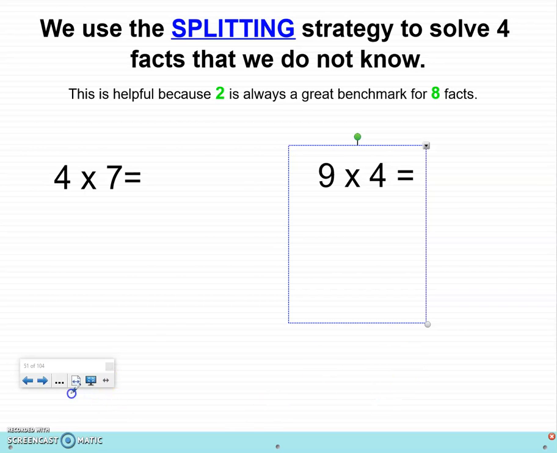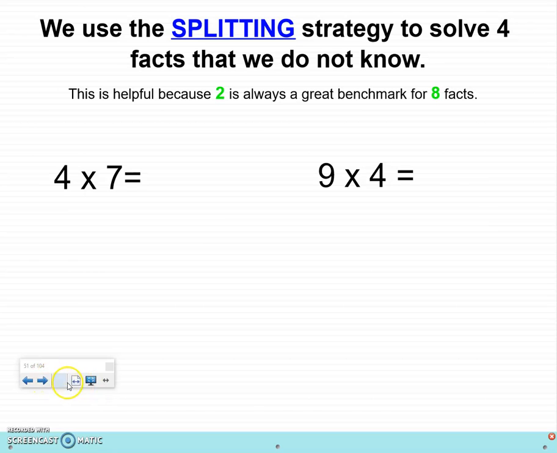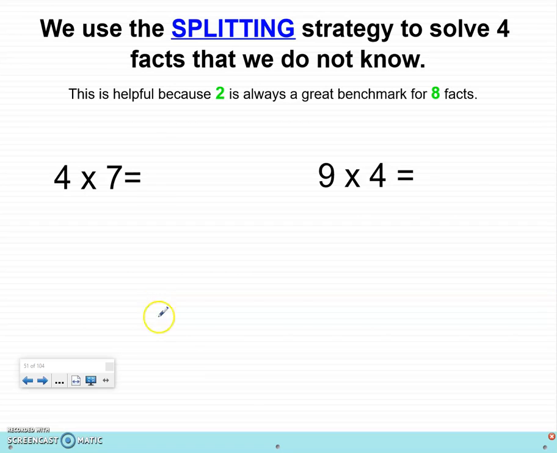Another factor, I should say, that the splitting strategy can be really useful for is a factor of 4. 4's facts, or facts that have a 4 in them, can be split because 4, of course, can be split into a 2 and a 2. And students are very strong generally with their 2's facts. So we'll go ahead and solve 4 times 7 right now using the splitting strategy.